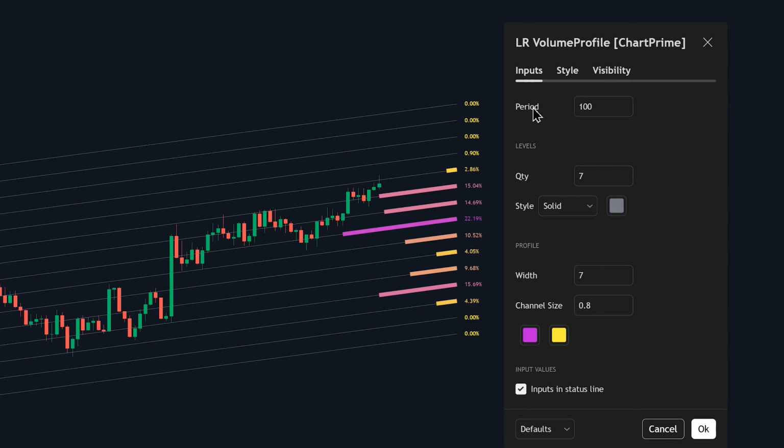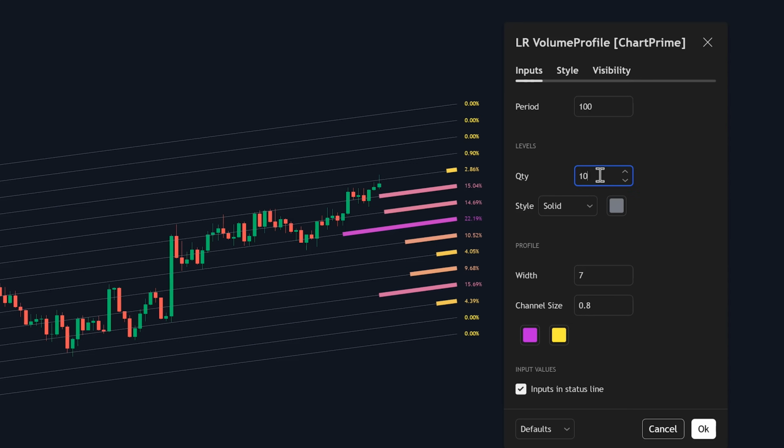recent price action. Then, under the Levels section, there's QTY, that's quantity, set at 7 there. This controls how many horizontal slices or levels the volume profile gets divided into, kinda like the resolution of the profile. More levels give you finer detail, fewer levels give you a broader view.